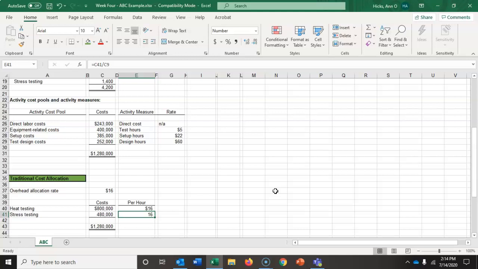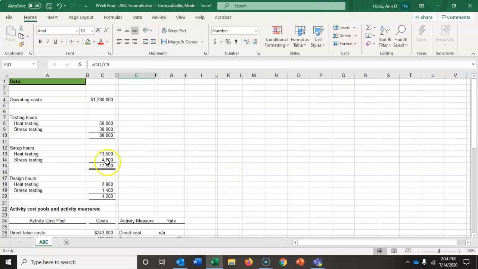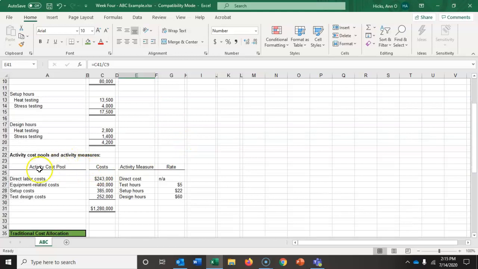Now, the controller has rethought this, let's say, and thinks there's actually enough variation between these two types of tests that this may not be appropriate, that in fact, we may need to analyze the costs a little deeper and come up with different cost rates and subsequently different billing rates. And so what we've identified are these cost pools. First of all, we've identified of the $1,280,000, $243,000 is actually direct labor.